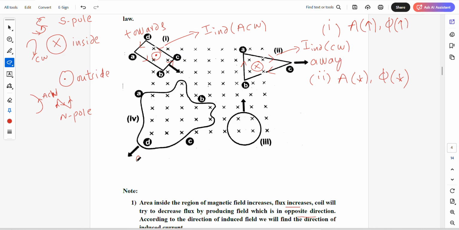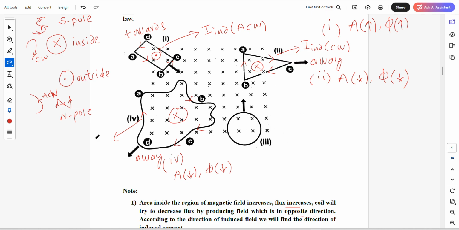Now it is away. When it is away, what happens? This is the fourth case. Okay, I have taken the fourth case. Here A is decreasing. Flux decreases. Flux decreases, so same polarity. Same polarity means south pole only. In case of south pole, it is clockwise direction.